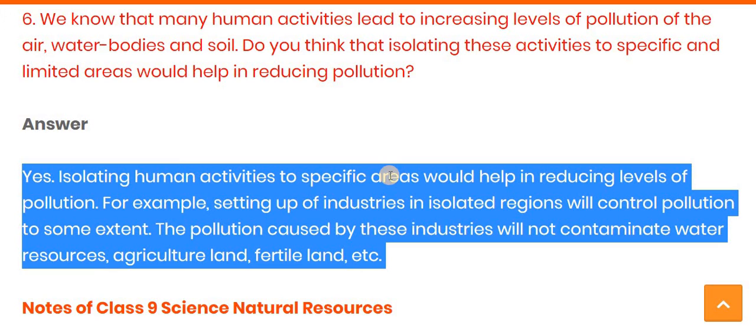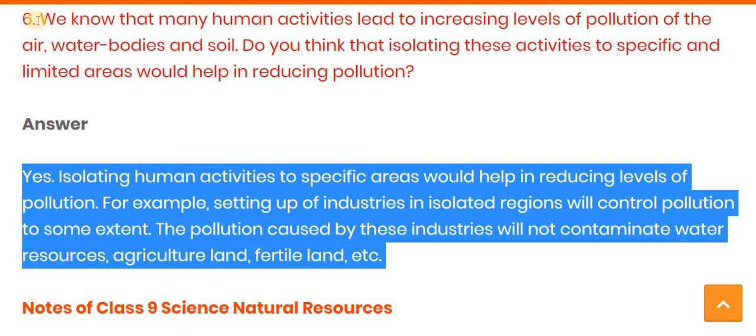And another thing: wherever we can reduce the use of vehicles, we should, and we can use a cycle. So we also minimize air pollution, and we can save fuel as well. And lastly, you can write about the use of natural sources, like renewable sources such as solar energy and wind energy, which cause minimum pollution.